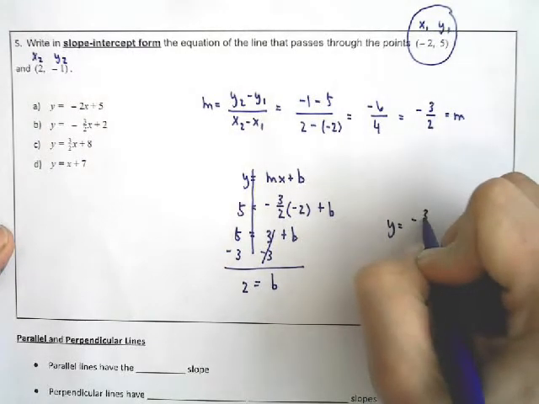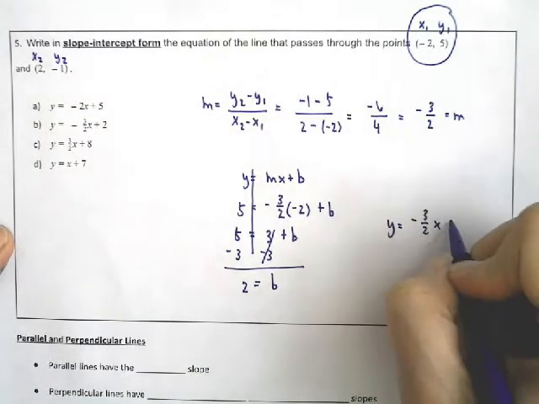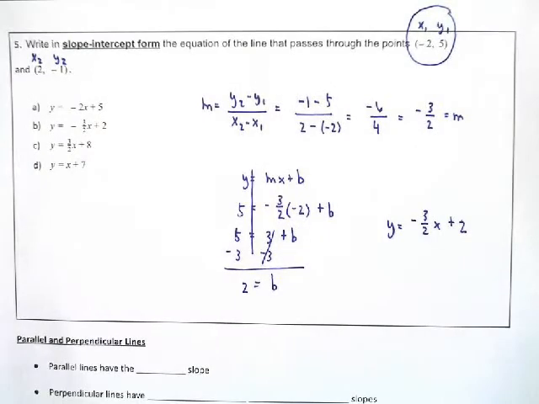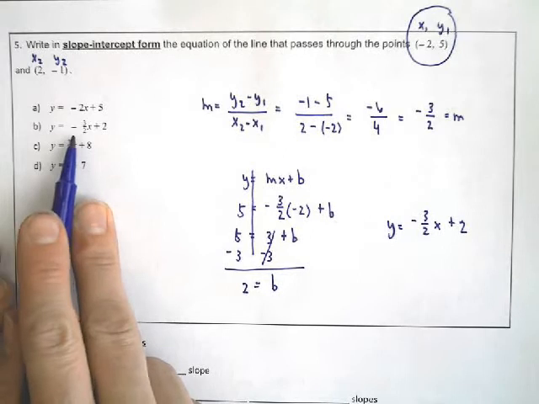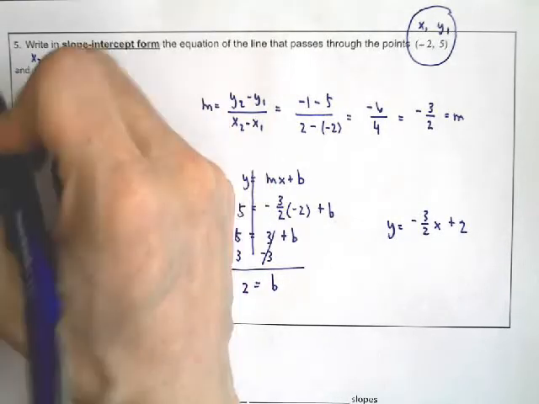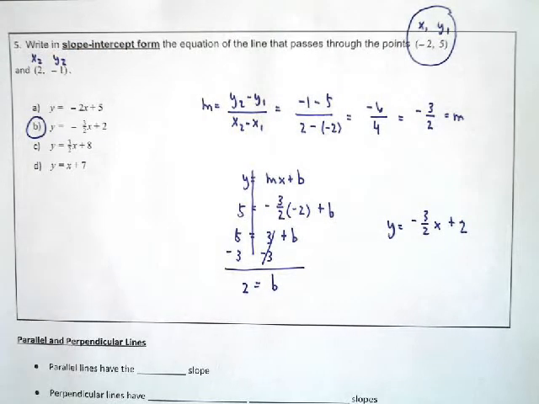Y equals negative 3 over 2x, and this is a positive 2, so plus 2. I go and find my answer. Be careful of my signs here. I have negative 3 over 2x plus 2, so the answer is B.